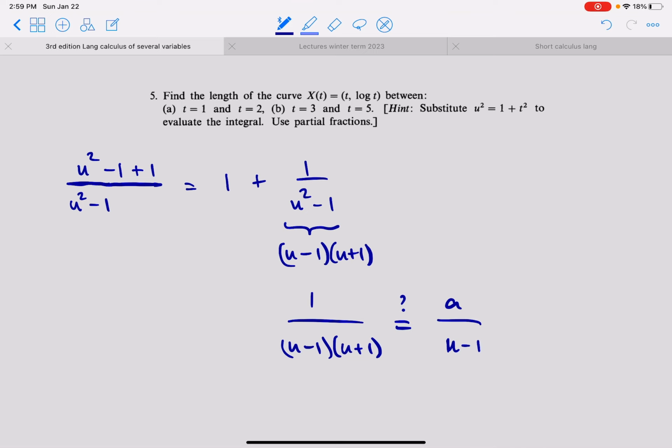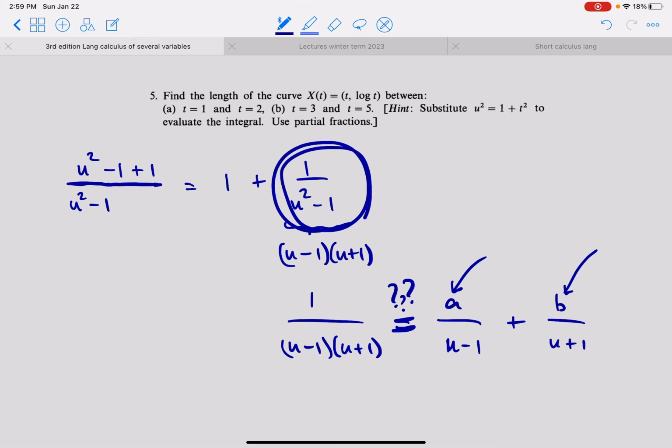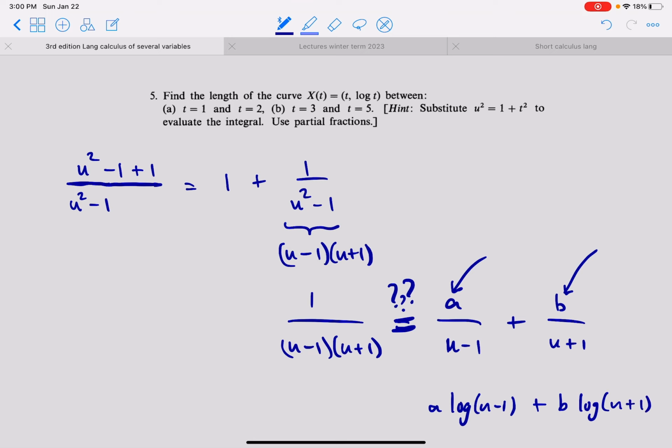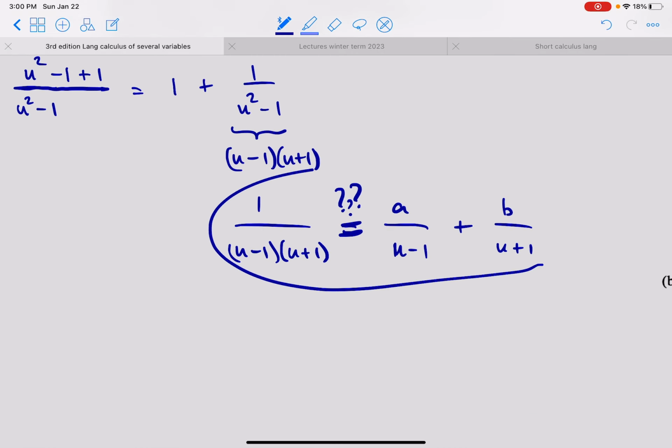Can we write it like this? If we can figure out what a should be and what b should be so that this is a true equation, then we can integrate this original thing, which we don't know how to integrate, by just doing this integral and that integral, which will just be a log of u minus 1 plus b log of u plus 1. So that's the whole point, because we can integrate if there's just a linear factor in the denominator. That's it.